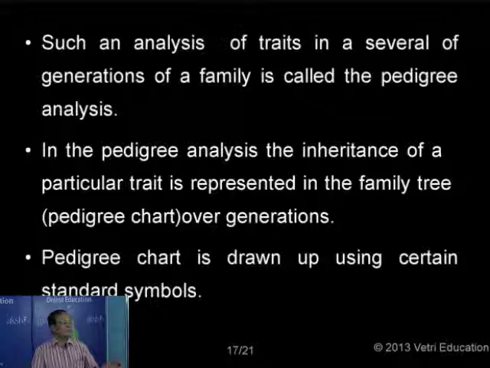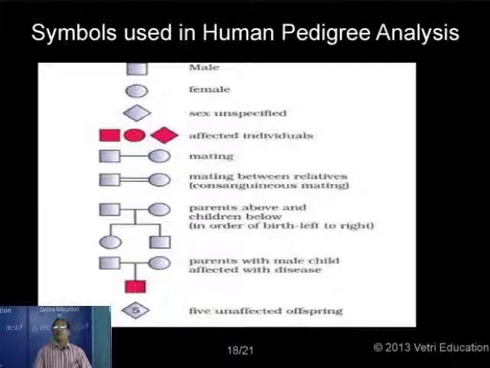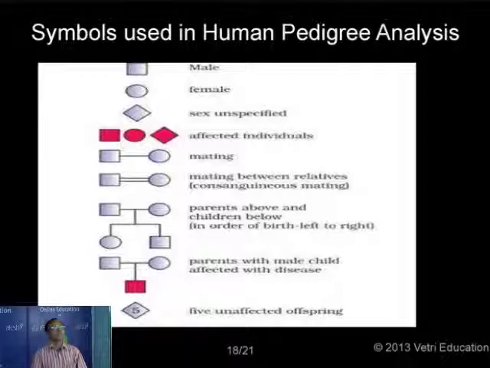Now what are the symbols used? For a normal male we use the square, and for a normal female we use the circle. When the sex is unspecified, either male or female or neither, it is represented by a parallelogram. If the individuals, male or female, are affected, then we give a shade: the shaded square and the shaded circle.